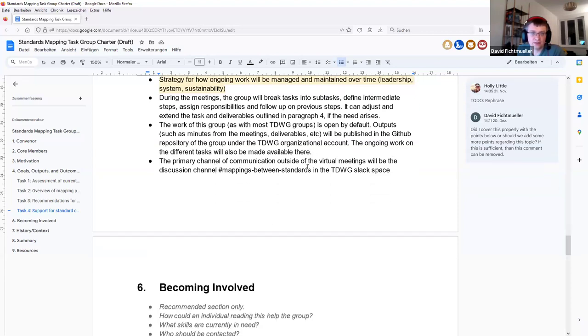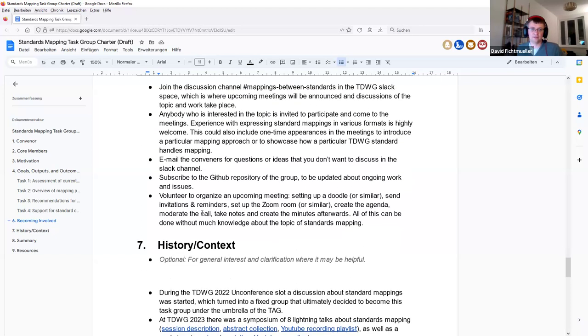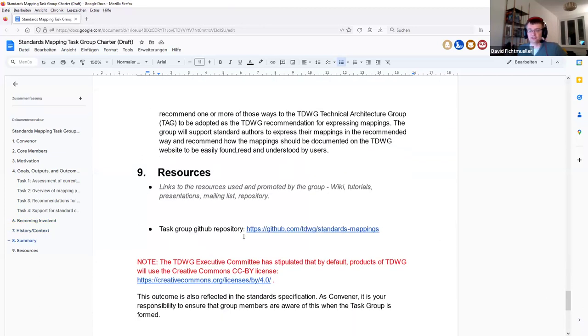And the primary channel of communication outside of the virtual meetings will be the discussion channel mappings between standards on the TDWG Slack space. And I think for the other sections, I haven't really changed that much. Again, discussion channel, everybody is invited to participate. You can email us if you have any questions or things you don't want to discuss in the Slack channel. And for updates, it's recommended to subscribe to the repository of the group now that it is there. Everybody who has a GitHub account, subscribe to it and you will be informed of updates. And of course, you can also volunteer to host one of the upcoming meetings with all of the responsibilities that go along with that. And the historic context and summary are unchanged.